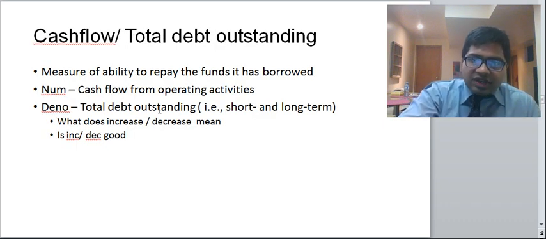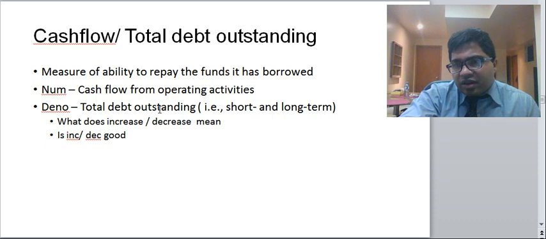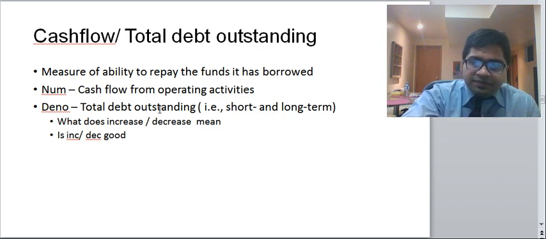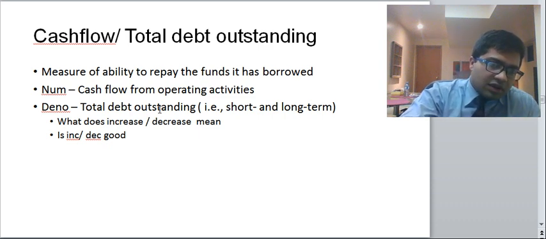Next is cash flow to debt outstanding. So it measures the ability of a company to repay the funds it has borrowed. In the numerator, we have cash flows from operations, and in the denominator, we have total debt outstanding, long and short. So what are you doing? You are trying to figure out whether the company has enough cash flows from its operations to pay debt, and what portion of debt it can reduce if it wants within a year.